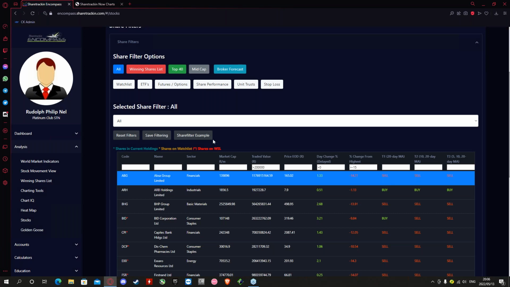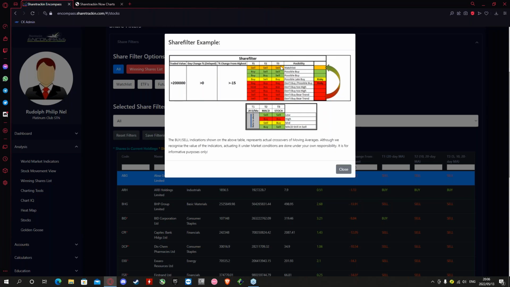If you look at your share filter example, a sell would be a watch list share, and then you wait for your first buy. Buy, sell would be your possible buys. Buy, sell, buy would be a possible late buy, and then buy would be a possible buy but also risky, and also don't buy. The reason for don't buy is because the share is already really high. It would be a risky buy if you take it as a possible buy, because the share has already started to move.